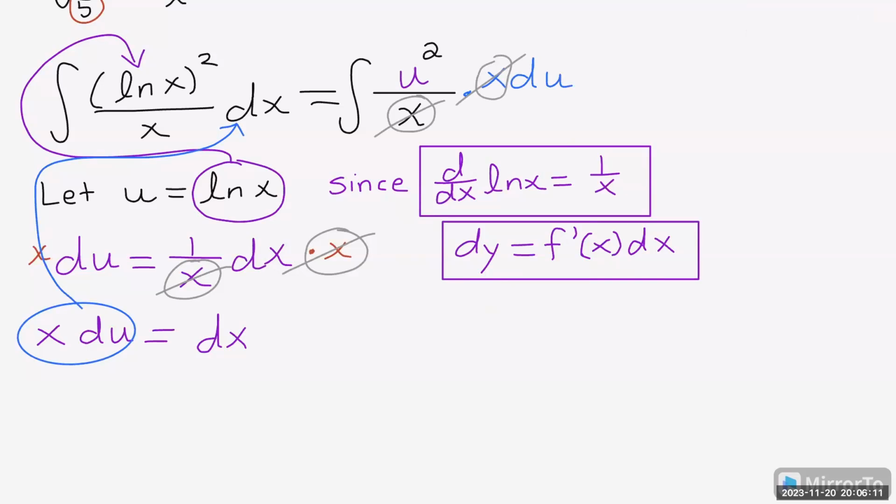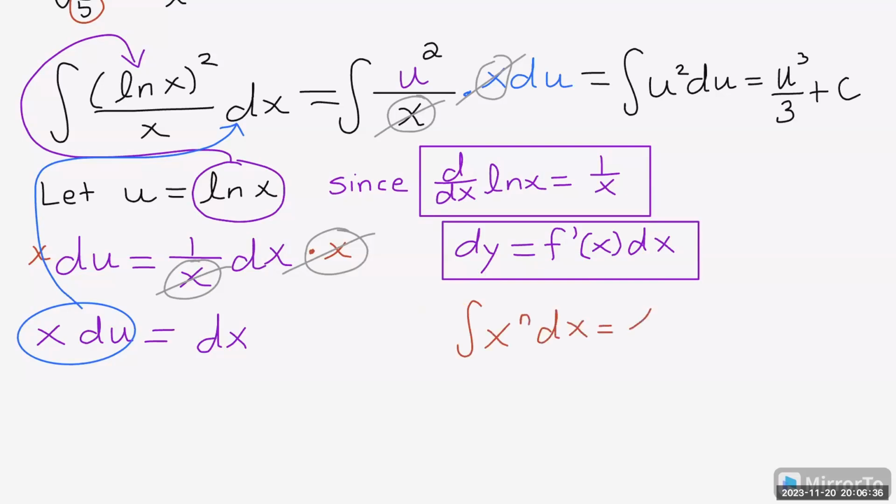Which they did. And so I'm left with the antiderivative of just u squared du. And I know that this is u cubed, sorry, not x cubed, u cubed over 3 plus c, using this rule that the antiderivative of x to the n dx is x to the n plus 1 over n plus 1 plus c.